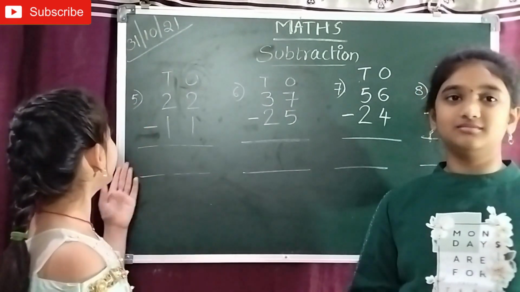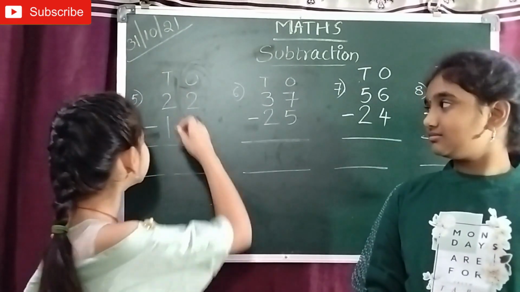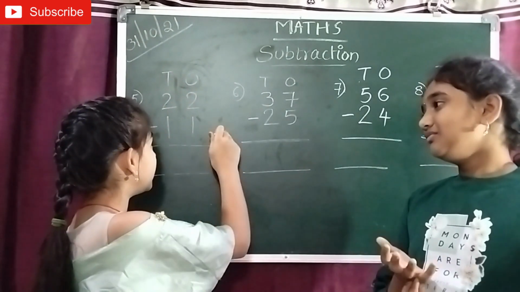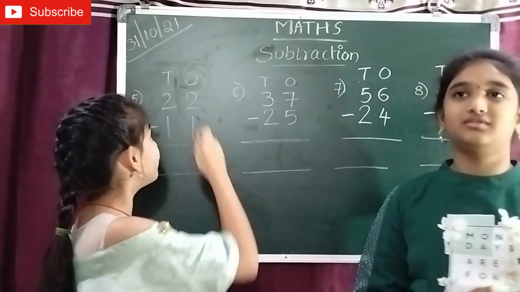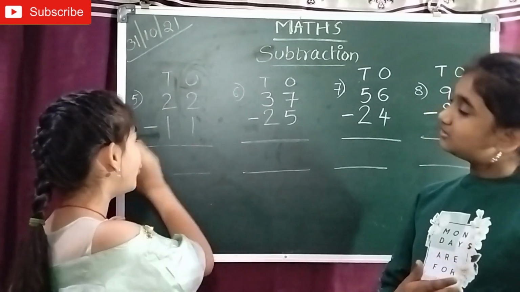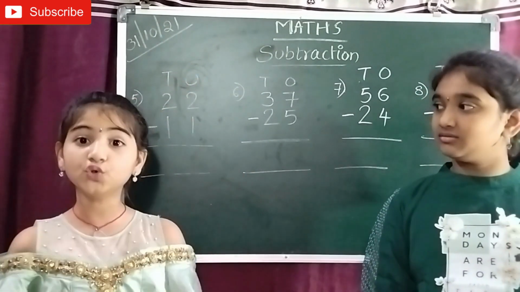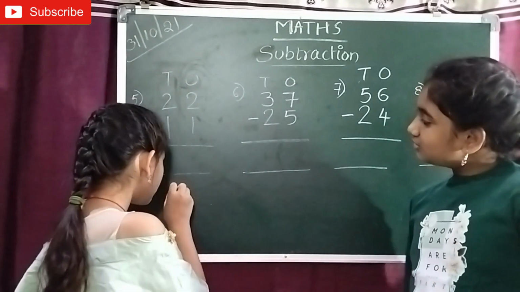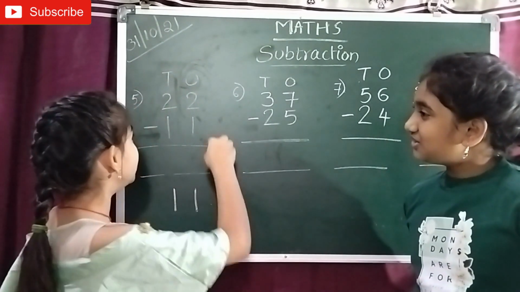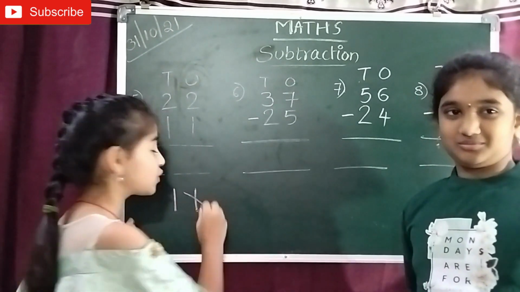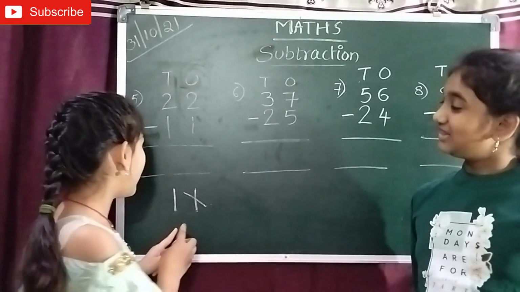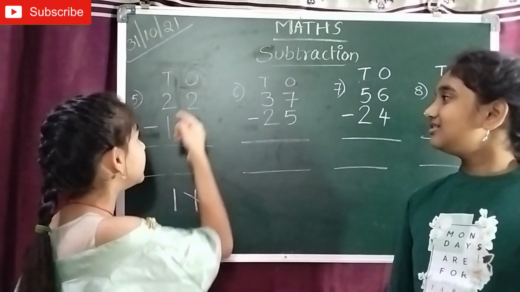Let's move on to the fifth example. The fifth example is 22 minus 11. First we should subtract the 1's place value and then move to the 10's place value. In the 1's place there is 2 minus 1. 2 lines and we should remove 1 line. So how many lines are left? 1. We should write 1 in the 1's place.